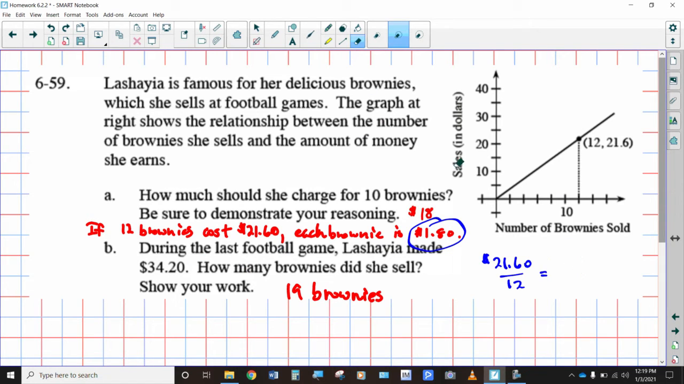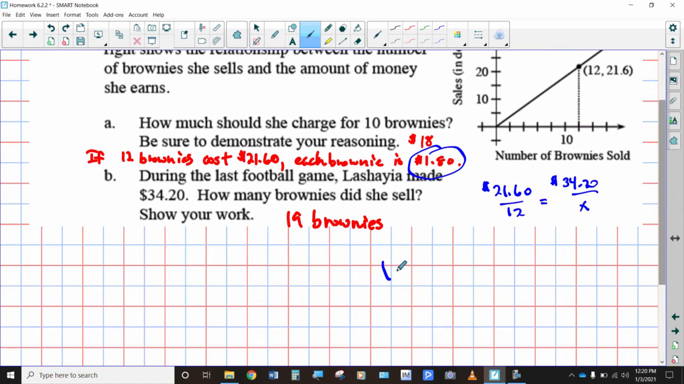Okay, well, let's go ahead and write in $34.20 over x. You can solve it this way if you want to. Look for what do you multiply times 21.60 to give you $34.20, or what you might do is this. You might set up the equation where the amount of money that you make is based on the fact that every brownie costs $1.80 times x. So if we know the value for y, $34.20, then we can solve for x by taking this number and dividing it by our unit rate.